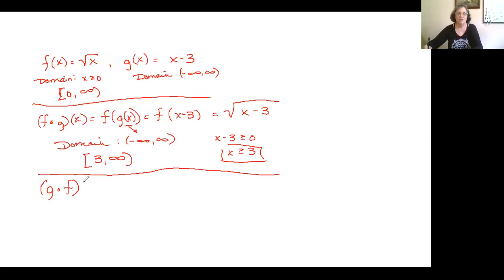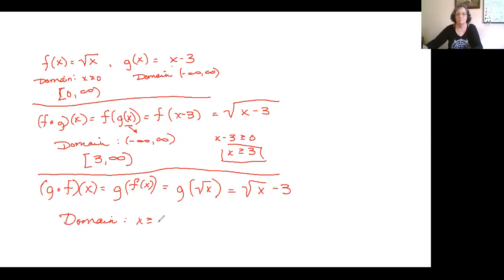If we look at g of f of x, it's g of f, where f is the square root of x. So that's going to become the square root of x minus 3. We start with the restriction here that x has to be greater than or equal to 0 for the domain. Because that's the restriction here, it's going to be unchanged. The 3 is not in the radical, so the domain remains that x has to be greater than or equal to 0.